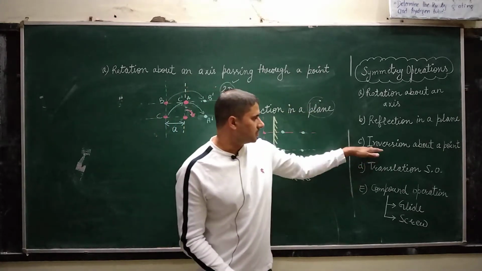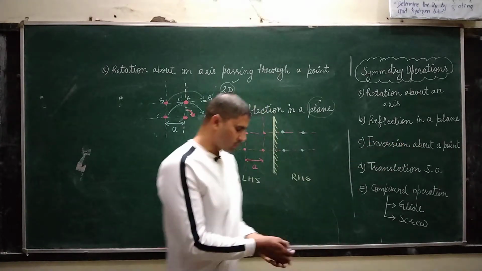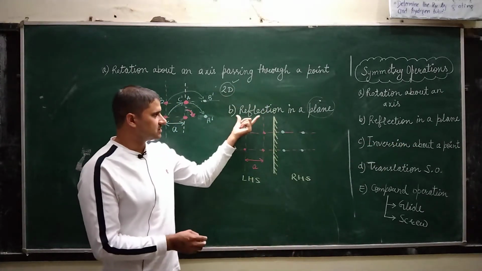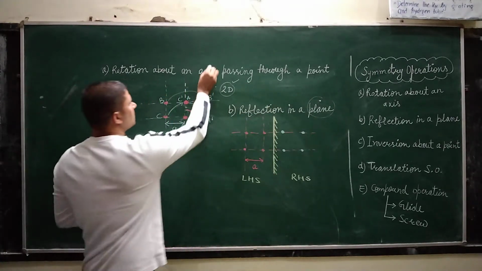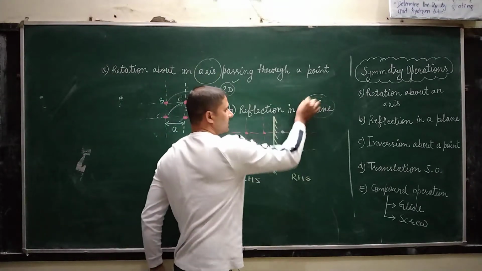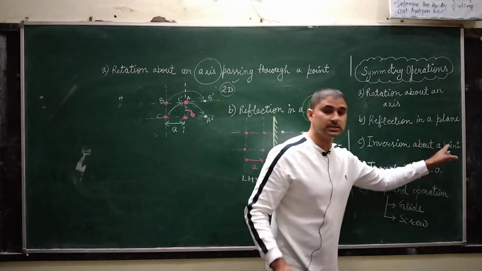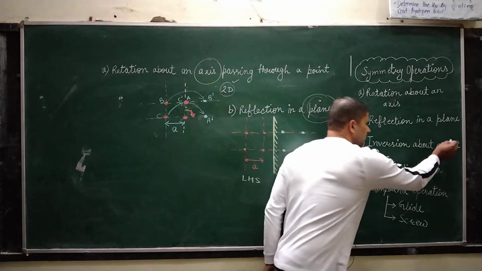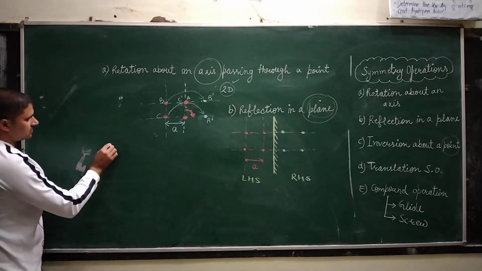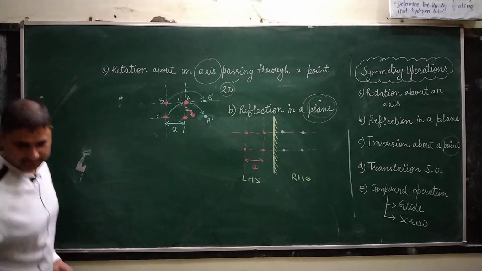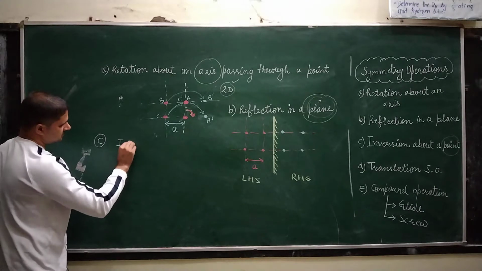Now we have another operation, that is inversion about a point. So class, you see the previous operation, reflection, is about a plane, and before this it was about an axis. Now come to the next point, that is inversion. This is about a point. So what happens in this case? Come here, we have the third point, that is inversion.